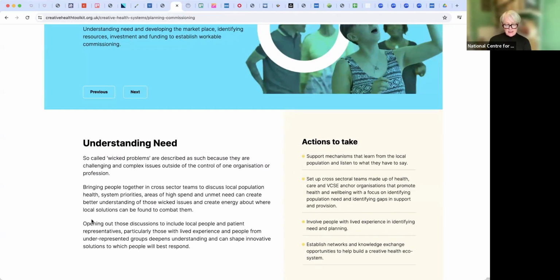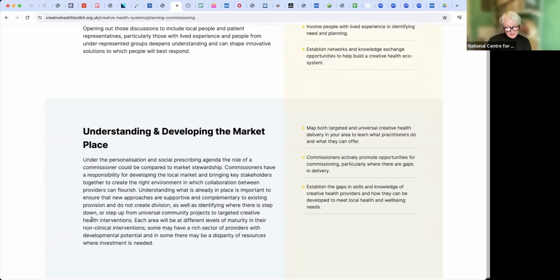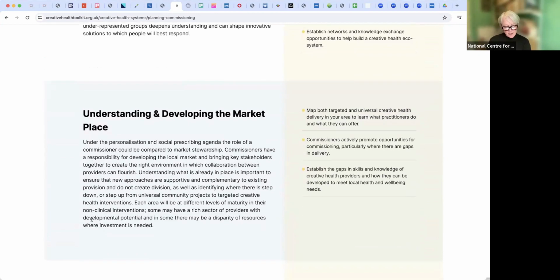The actions to take encourage collaborative working, involving people with lived experience and supporting networks and knowledge exchange. Mapping the cultural assets in an area and then developing the local market is about encouraging collaboration between providers and recognising that difference and diversity are responsibilities of everyone, including commissioners.